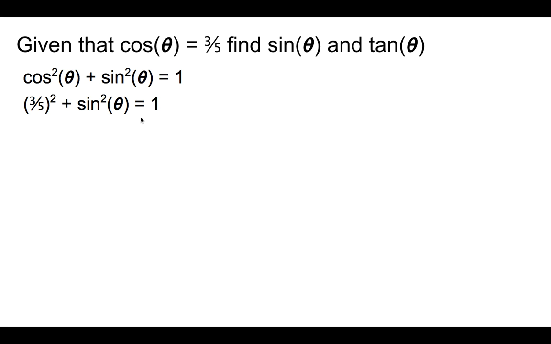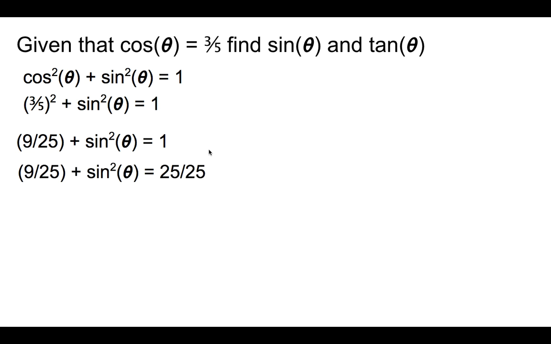Because I want to isolate sine squared theta, I'm going to square my 3/5, and that's going to give me 9 over 25 because 3 squared is 9 and 5 squared is 25. And then for this next step, I'm just going to show it. Because my denominator in this fraction is 25, I'm going to rewrite my 1 as 25 over 25 just to make the algebra a little bit more straightforward.